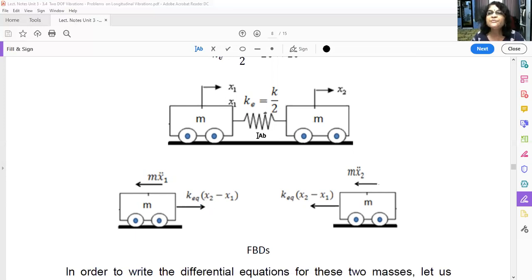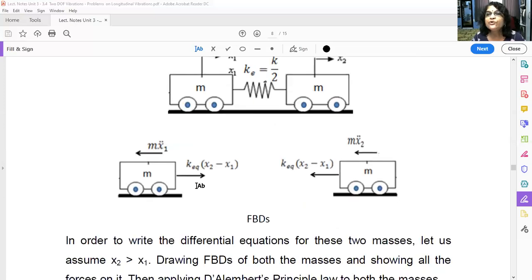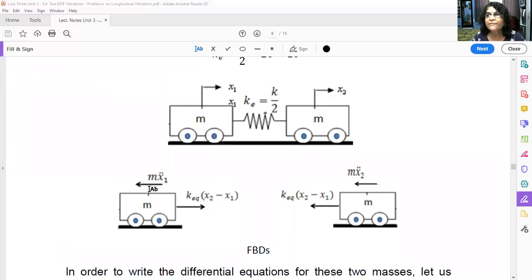And there is only one spring, so this problem is very much simplified. There are no other springs. So there are only two forces. Inertia force towards left, and for this mass also inertia force towards left.